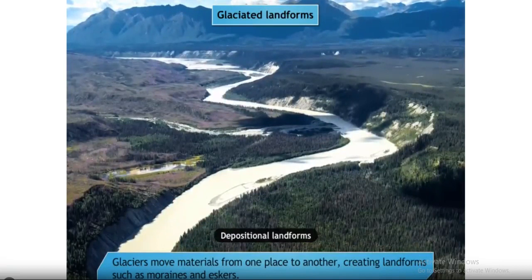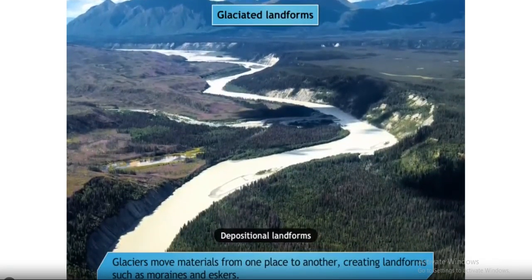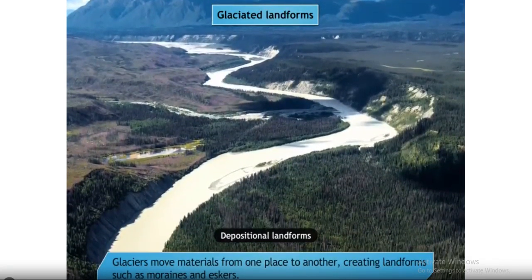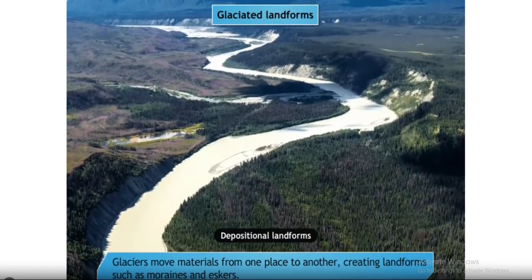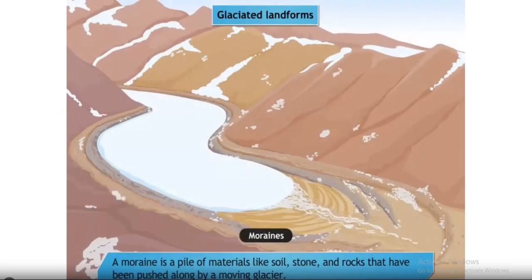Glaciers move materials from one place to another, creating landforms such as moraines and eskers. These landforms are called depositional landforms. A moraine is a pile of materials like soil, stone, and rocks.